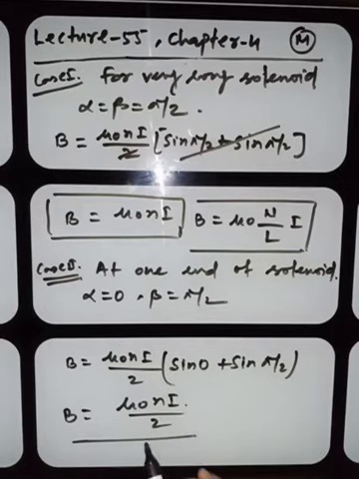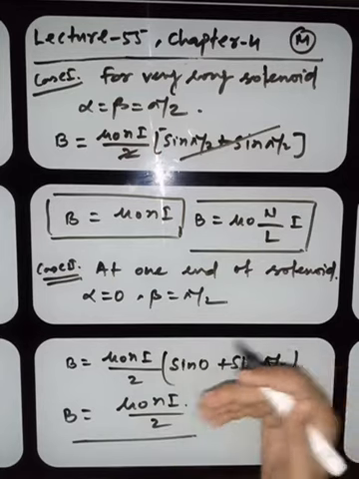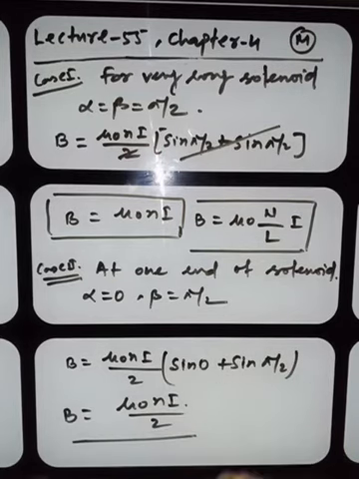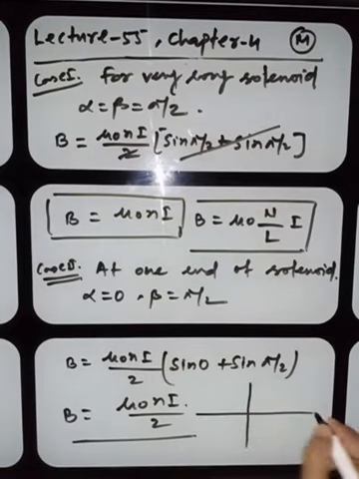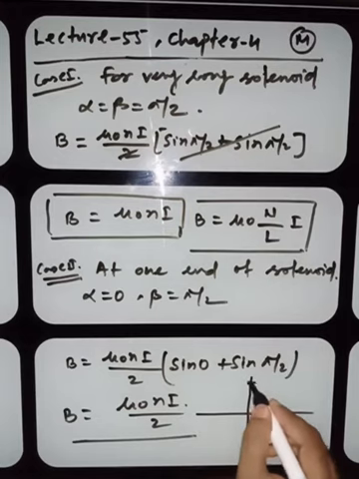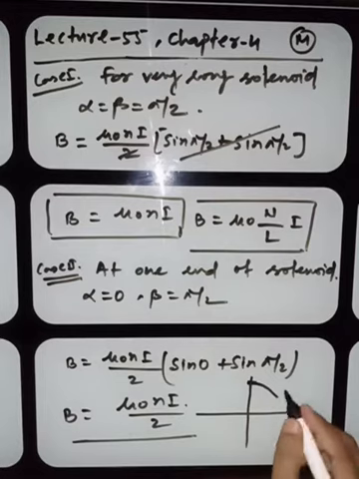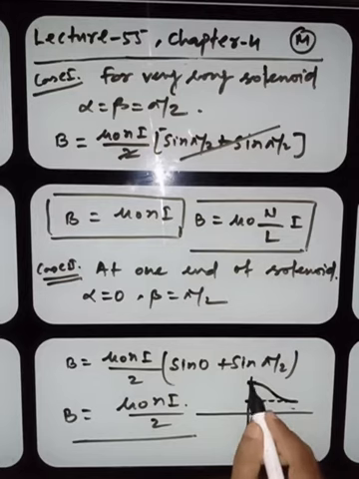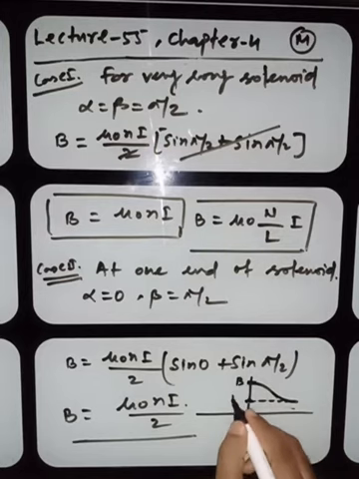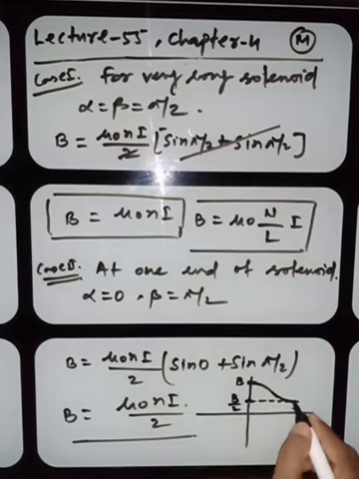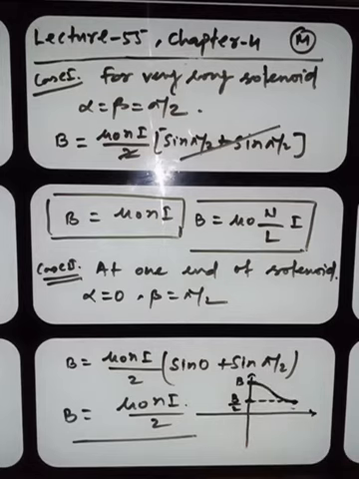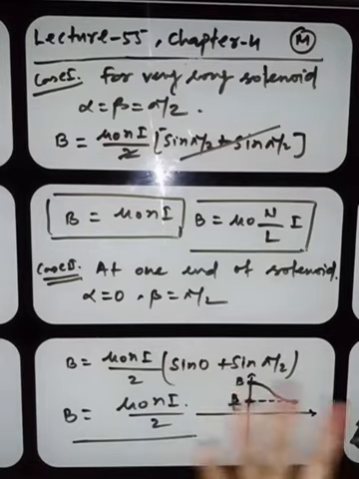Earlier I told you the magnetic field decreases as we go towards the end of the solenoid. My dear student, if you plot the graph of the magnetic field for the solenoid, you will see that if the magnetic field at the center is this one, then as you go towards the end, the magnetic field will decrease and it will be half. If this is the magnetic field B, this will be B by 2 at the end. So this is the graph of magnetic field versus length of the solenoid. This is not very tough to understand, my dear student.